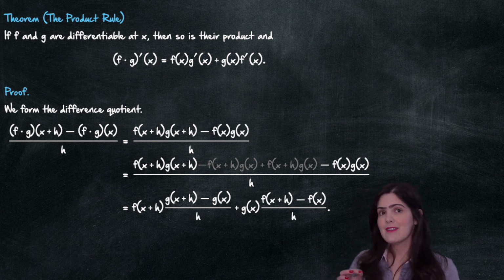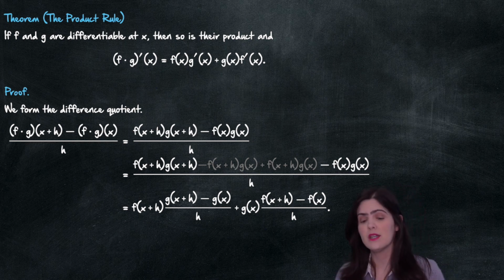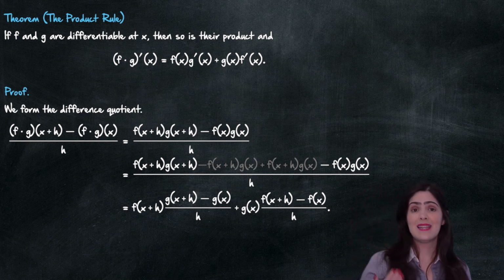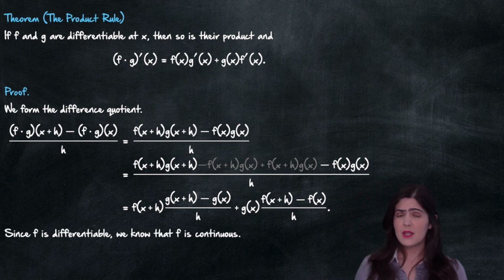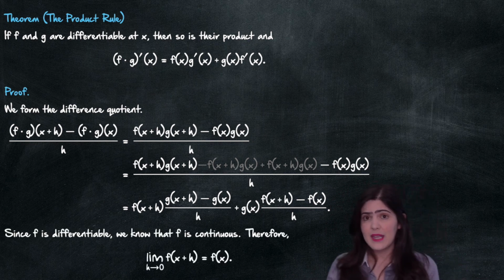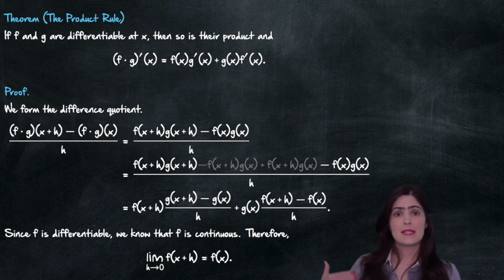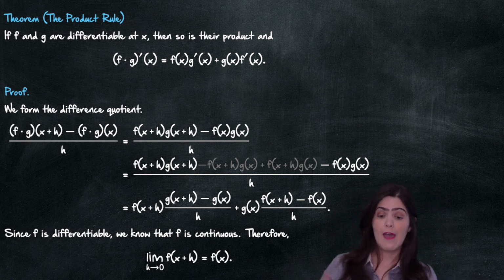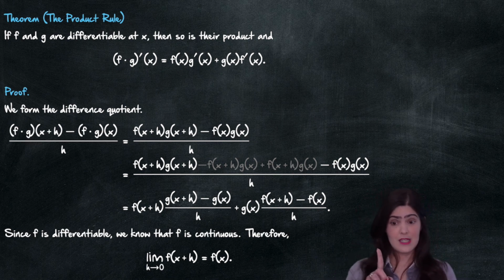We know that f is differentiable, so that will mean that f is also continuous. So when we take the limit as h approaches 0 of f of x plus h, we're good. We know that this is going to be f of x. So that's how we can do this. Okay, so we know then that the limit as h approaches 0 of f of x plus h is f of x. That would give us that first f of x that we see.